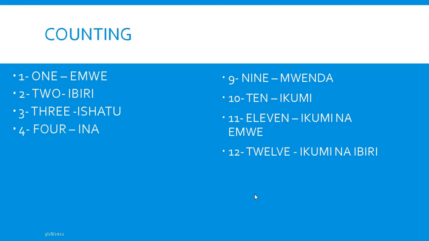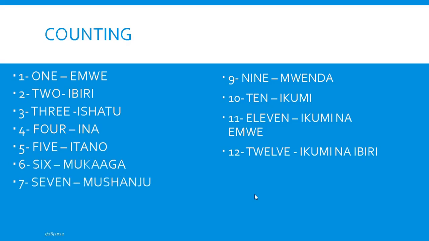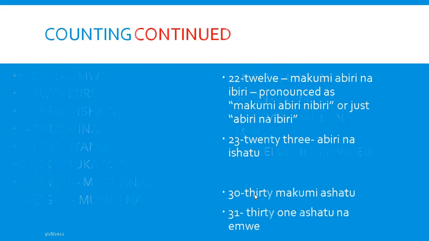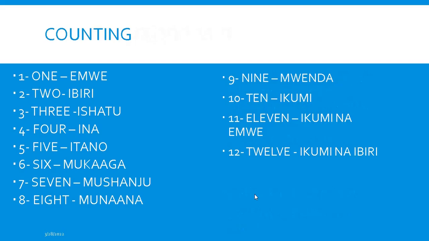If there are 4, ente ina. 5, itano. 6, mukaga. 7, mushanju. 8, munana. 9, mwenda. 10, ikumi. 11, ikumi na emwe.